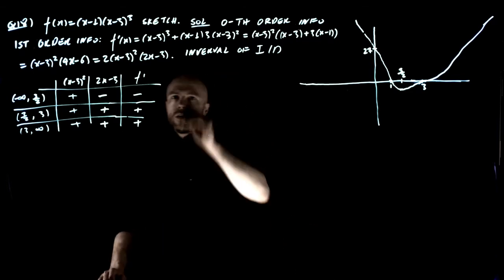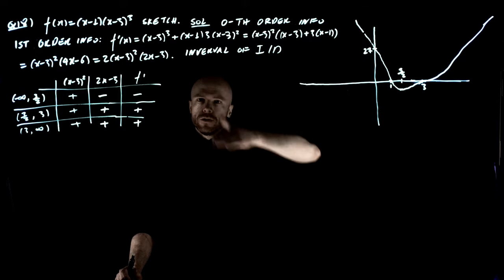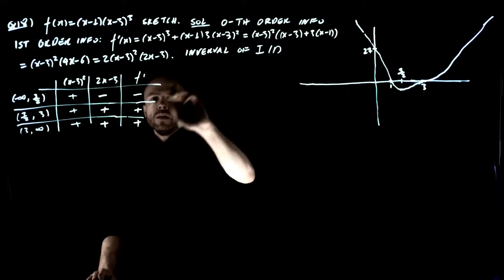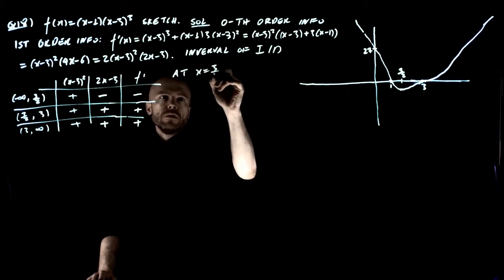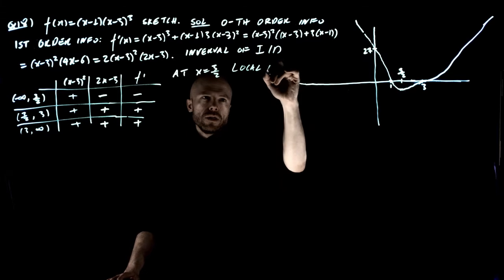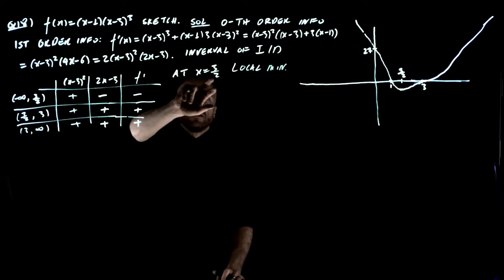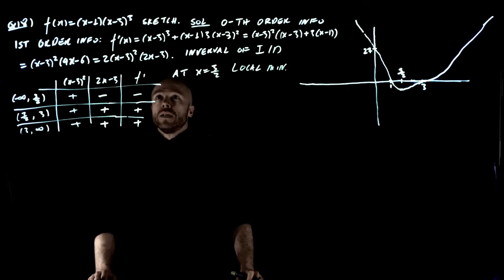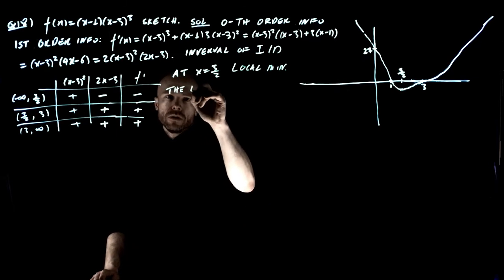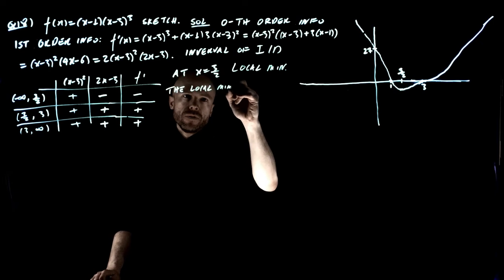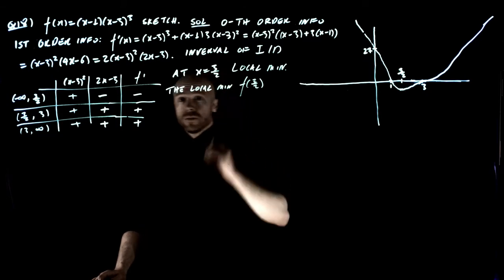So if we look at 3 over 2, this is where we have the change in sign. We go from negative to positive. So it's a local min at x is equal to 3 over 2. And that's the only local min we have. The actual value of the local min is what happens when we stick in 3 over 2 into this function. I don't want to do the calculation. So the local min is f of 3 over 2, whatever that is.